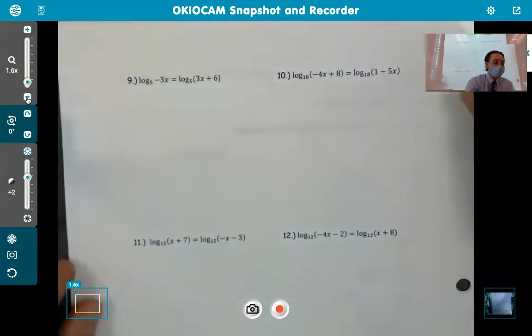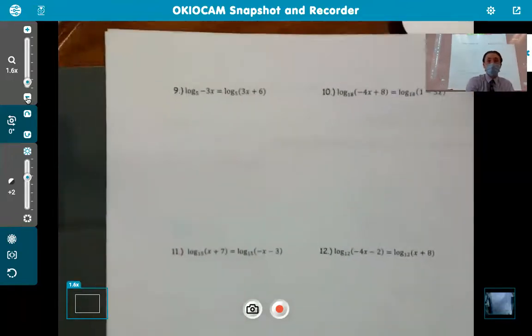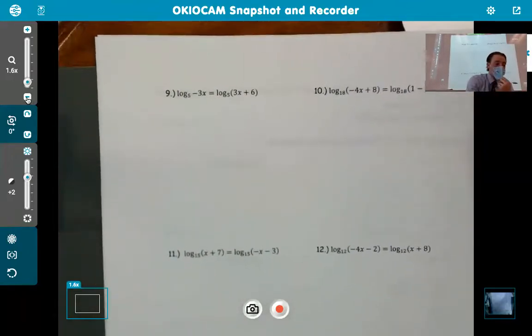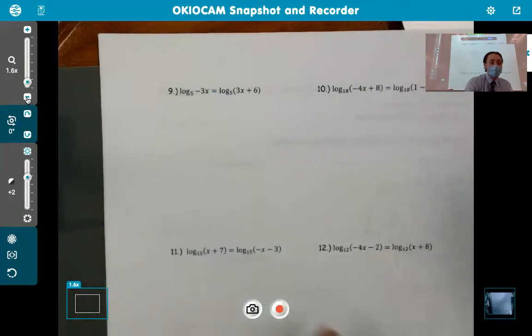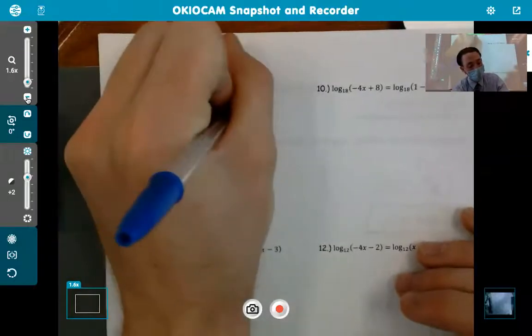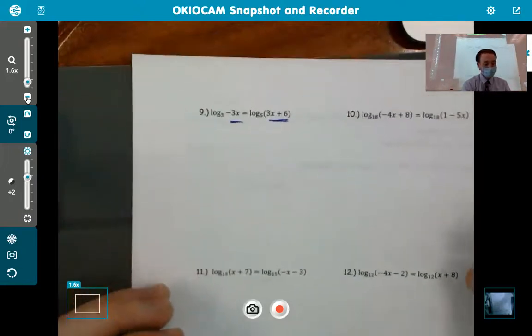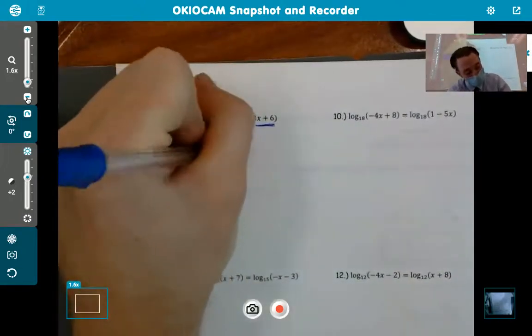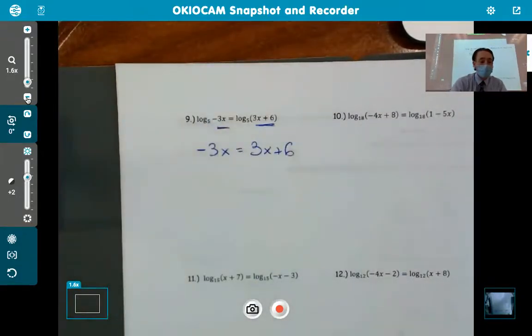Log base 5 of negative 3x equals log base 5 of 3x plus 6. So like I said, we're going through all the odds. Evens will be due for homework, just so you're aware. When we have logs on both sides, I'll walk this first example on my own. We have to recognize that they have the same base. And if they do, we take each value, the negative 3x, the 3x plus 6, and we're going to set those equal to each other. All right. So I'm going to start this equation by doing just that. I have negative 3x equals 3x plus 6.